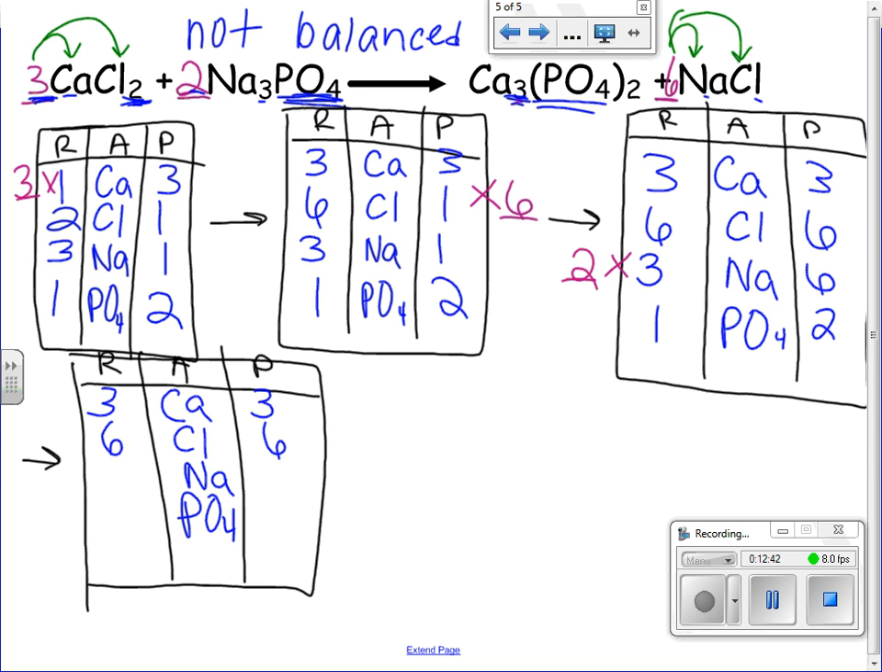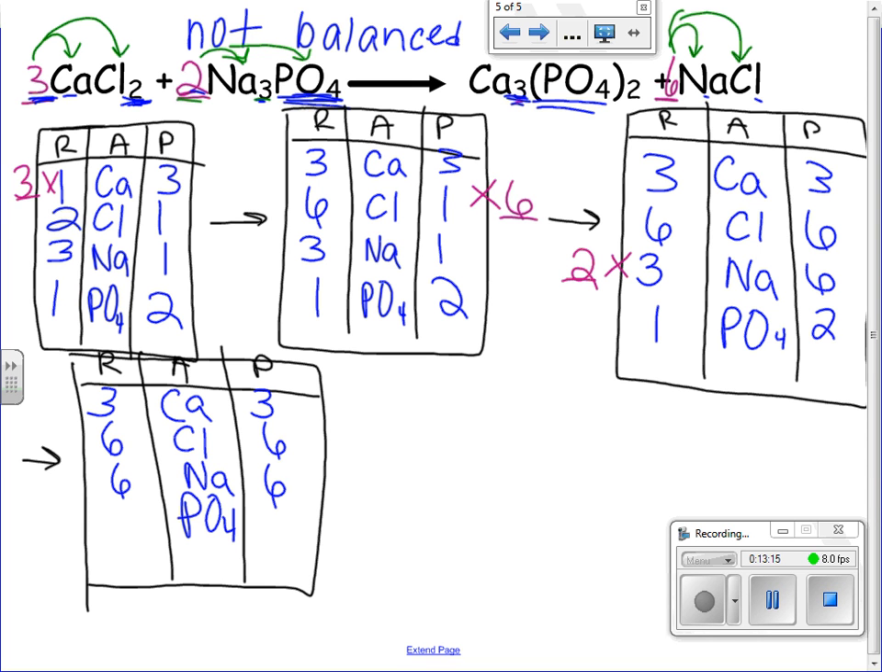2 times 3 sodium atoms in our reactants. Okay, remember, this 2 gets multiplied through by the sodiums, and by the phosphates. So we have 2 times 3 sodium atoms in our reactants. So 6 sodiums in the reactants. Okay, and we also have 6 NaCl. So that gives us 6 Na, 6 sodiums in our products.